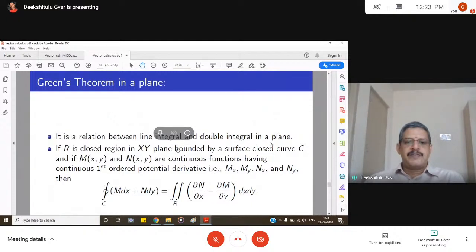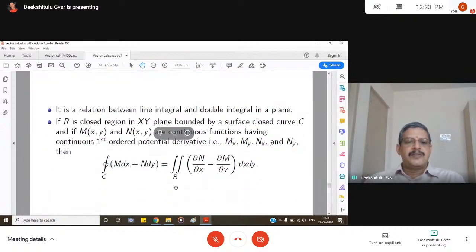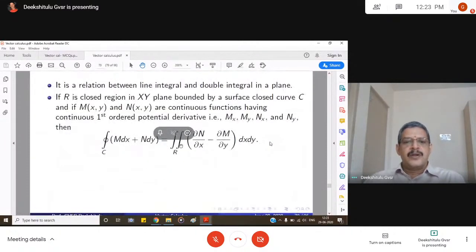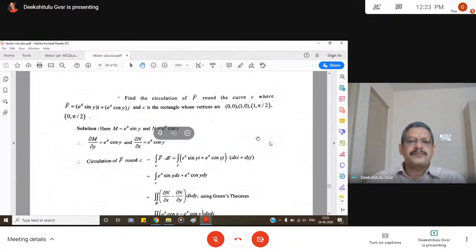R is a closed region in the xy plane bounded by a closed curve C, and if M of x, y and N of x, y are continuous functions having continuous first order partial derivatives Mx, My, Nx and Ny, then the integral over C of M dx plus N dy is equal to the double integral over R of dou N by dou x minus dou M by dou y dx dy. This is called Green's theorem. How we apply it to problems: find the circulation of f around the curve C where f is so and so. Circulation means the integral over C of f dot dr.